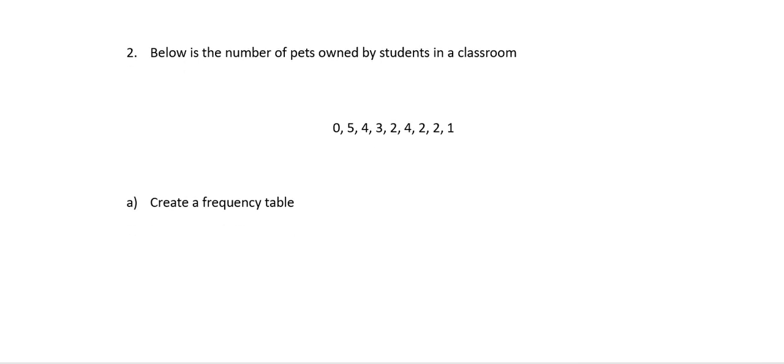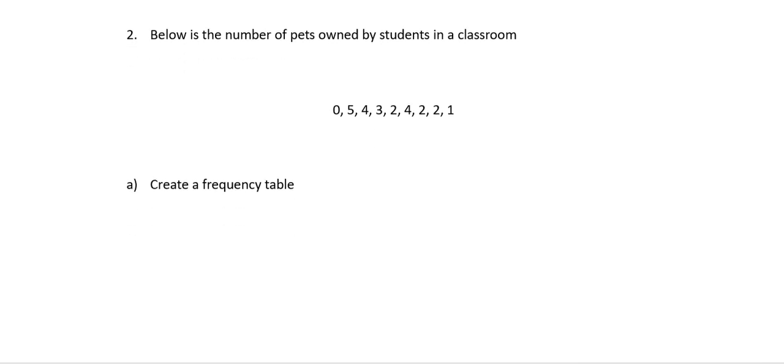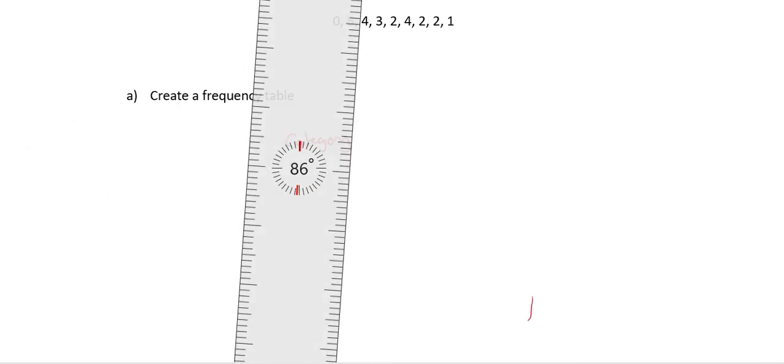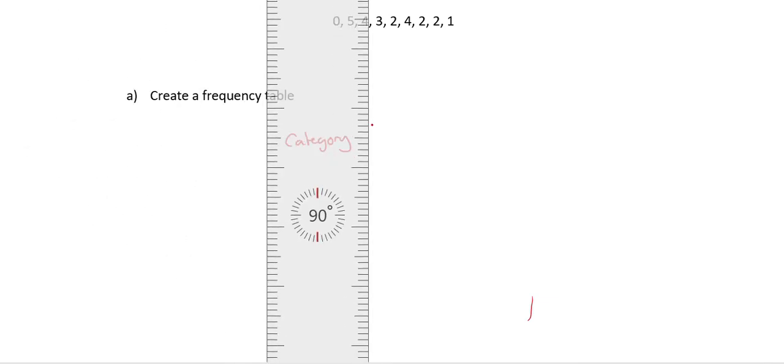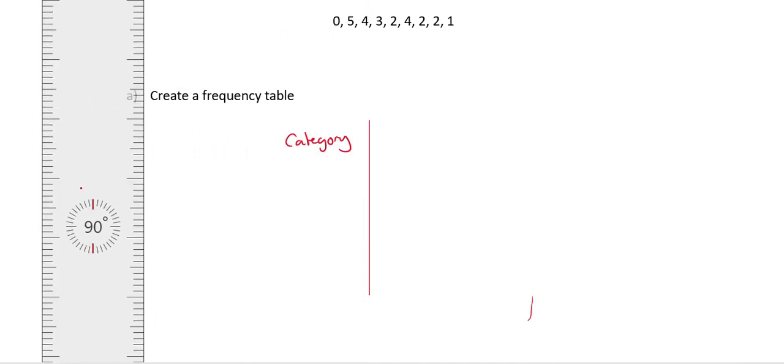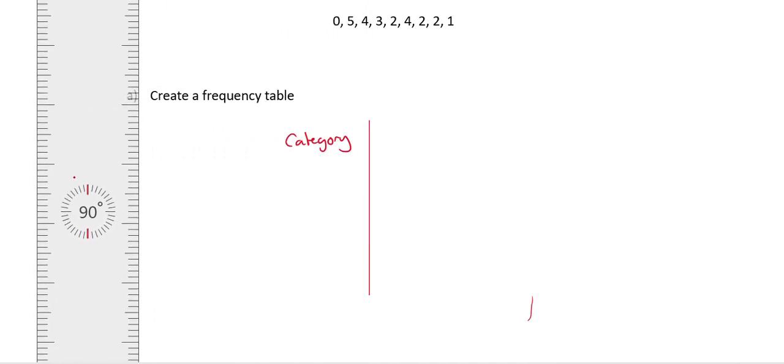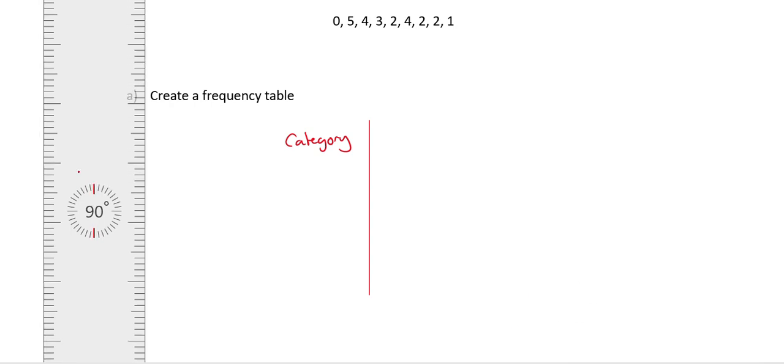All right, question 2. Below is the number of pets owned by students in the classroom. Create a frequency table. So just remember, a frequency table is normally, you typically get your category and then you get your frequency. So make sure you have a ruler, okay? I will not be supplying rulers, okay? I've got my own because I'm prepared, but for you all, you have to get your own.